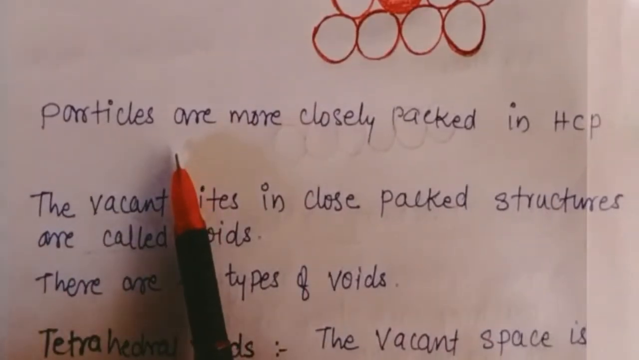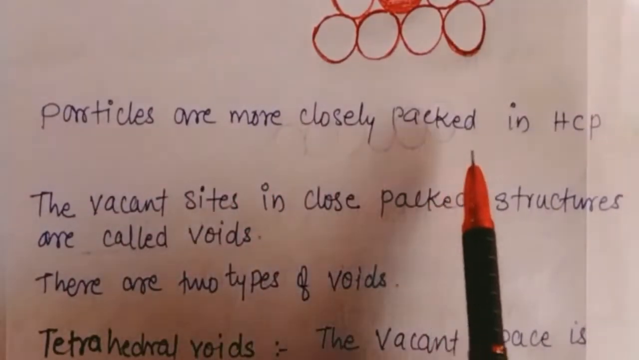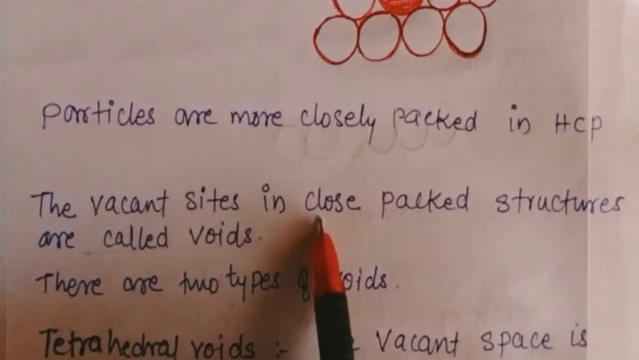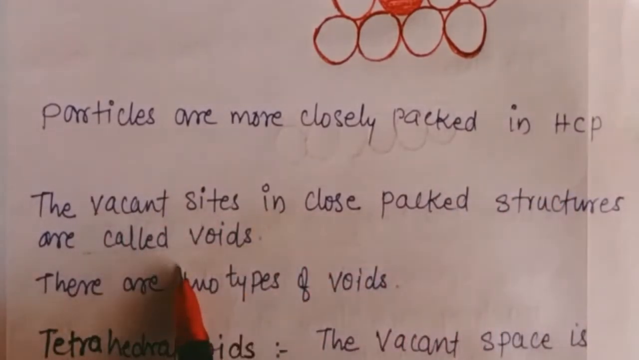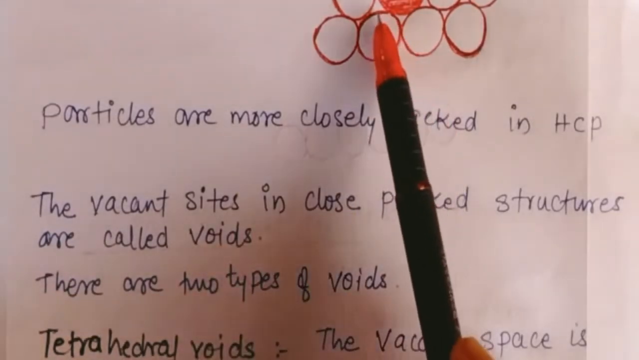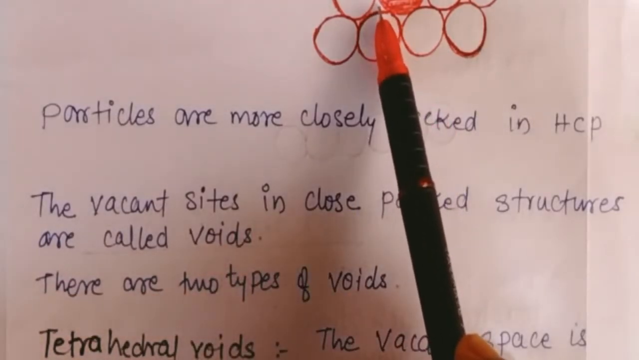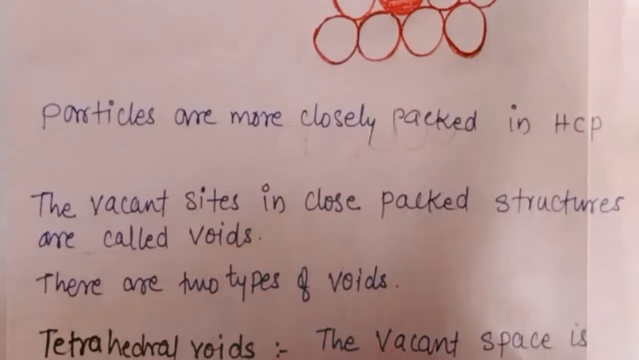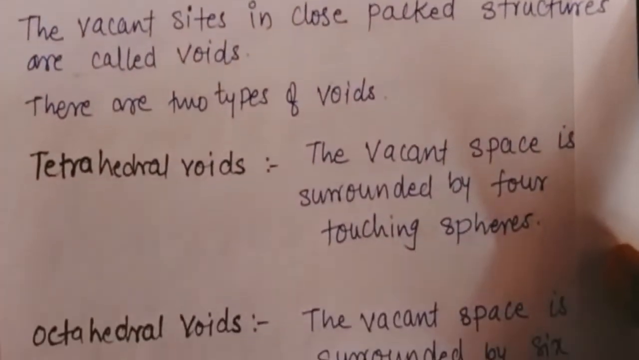The particles are more closely packed in hexagonal close packing. The vacant site in the close packed structure is called a void. So this is called a void. This is a vacant site in this close packing and it is called a void. And we can discuss that there are two types of voids here.